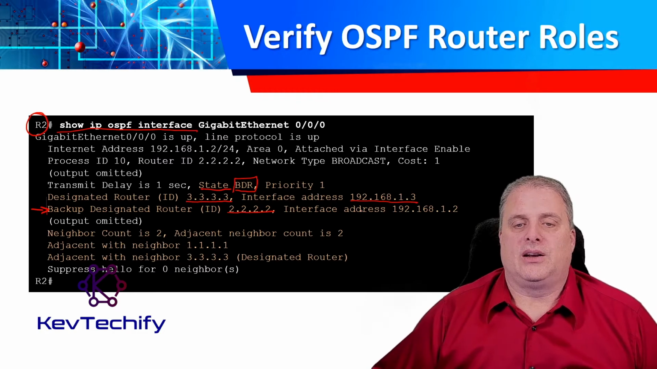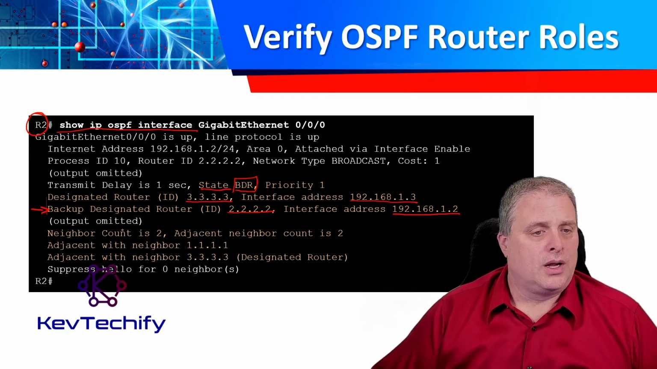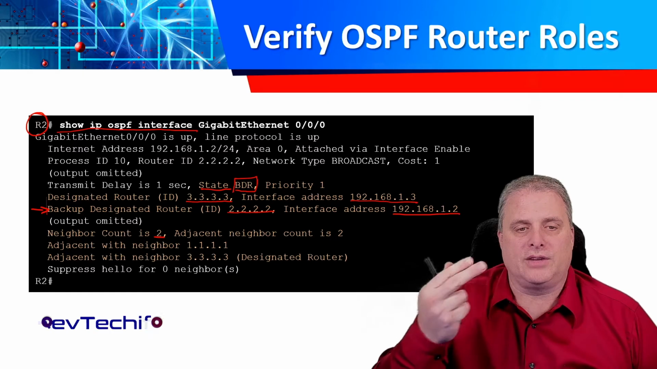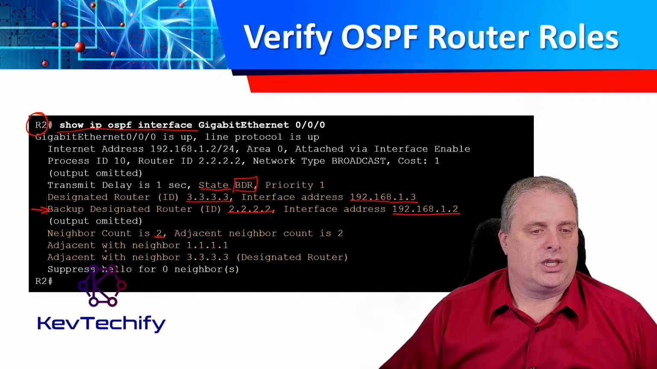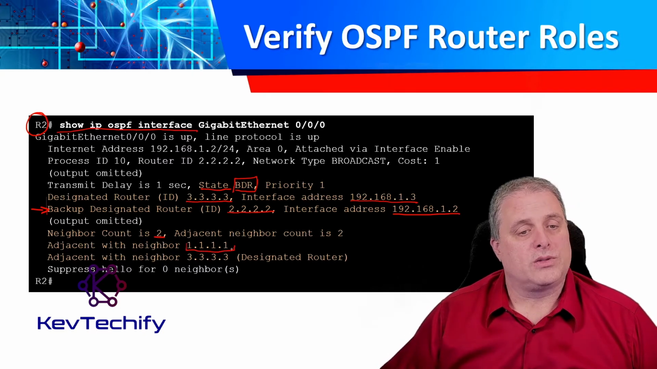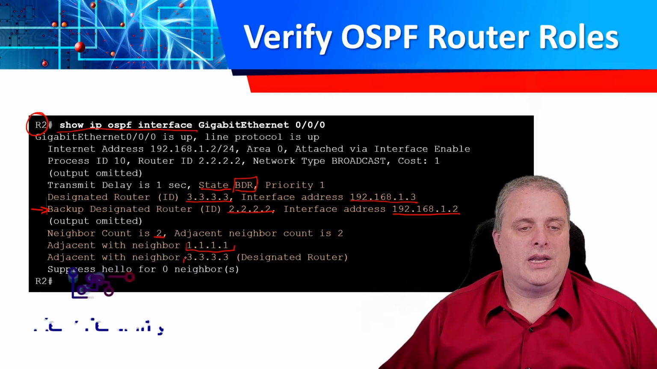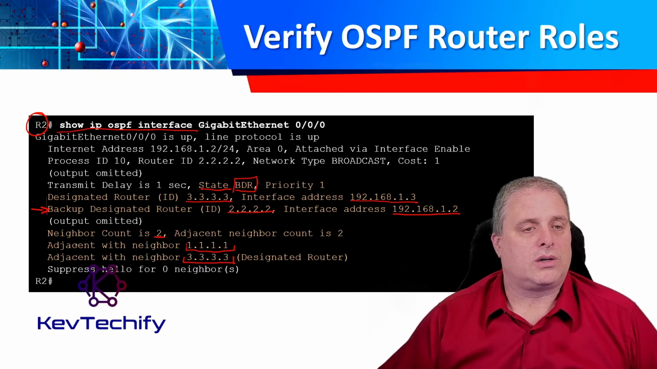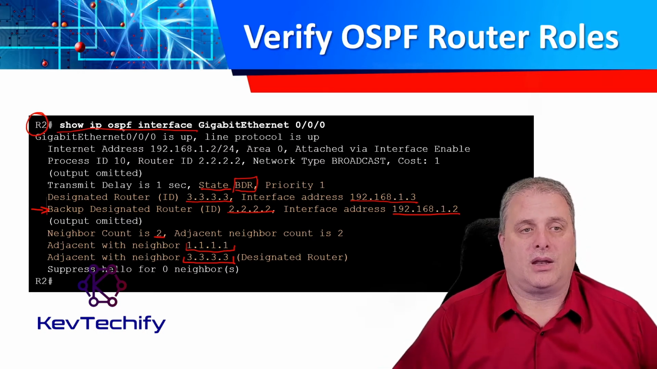And then we list the interface address of that, which is an interface here on R2. Our neighbor count is 2, because we only have 3 devices and we're on one of them. That gives us our 2. And then we list our adjacencies. We're adjacent to a neighbor with a router ID of 1.1.1.1. That's router 1. And then we are adjacent to a neighbor with a router ID of 3.3.3.3, which is our designated router. We can get all of that information here from our show ip ospf interface command.